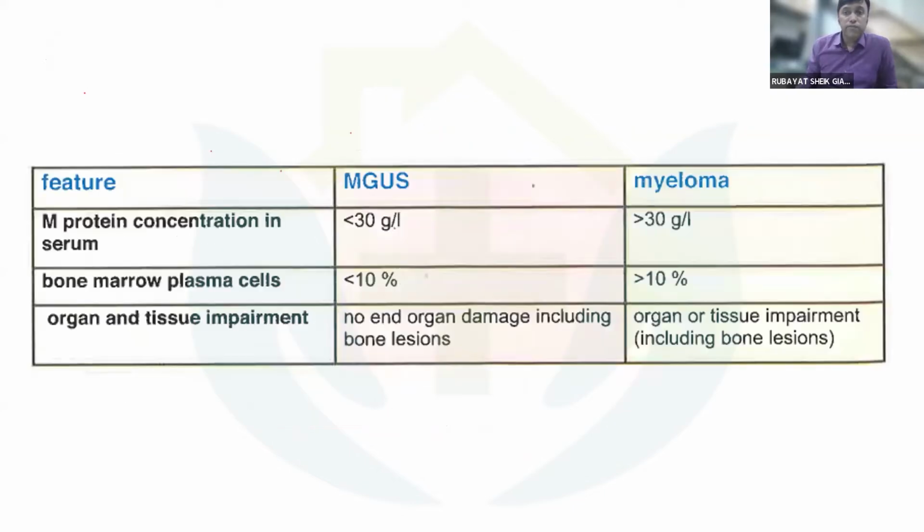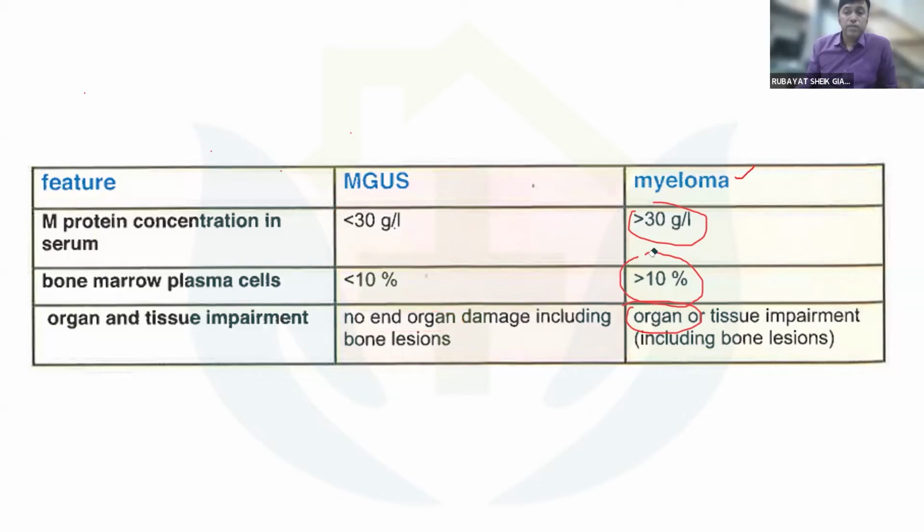So you can see the difference between MGUS and multiple myeloma, right? The paraprotein concentration is an important difference, right? You can see that the paraprotein levels are low in MGUS. In myeloma, it's high. MGUS patients are usually asymptomatic. Myeloma patients usually have symptoms. Bone marrow plasma cells usually less than 10%, usually more than 10%. There will be evidence of organ damage in myeloma. There will be no evidence of organ damage in MGUS. Okay. So this is the difference between the two conditions.